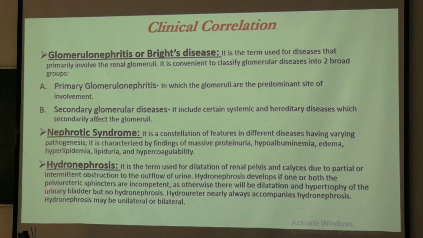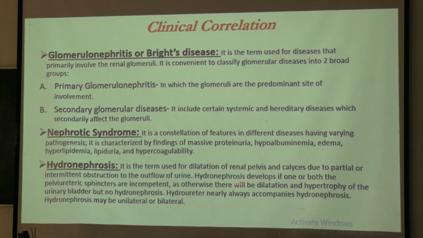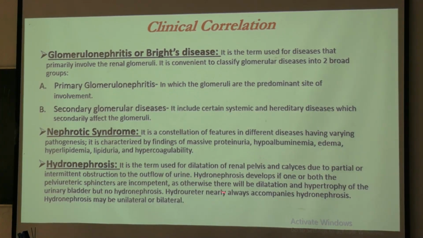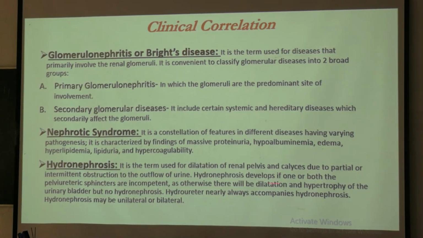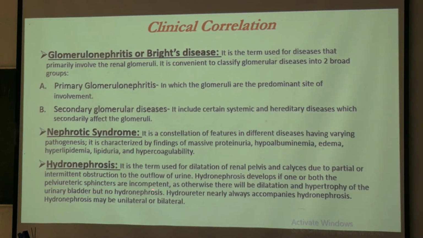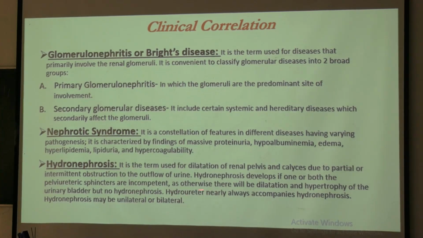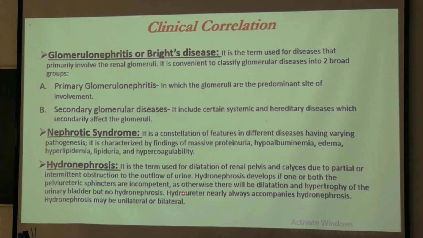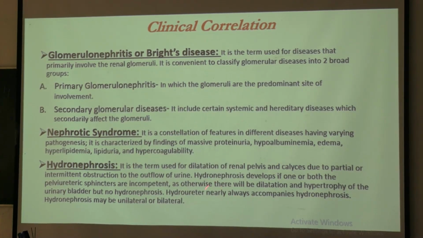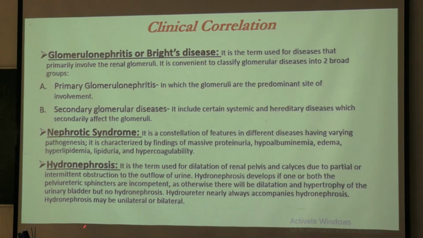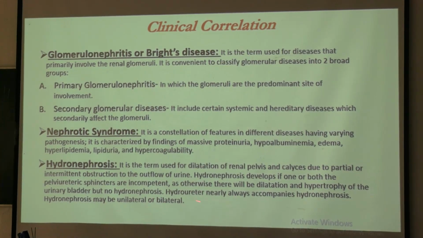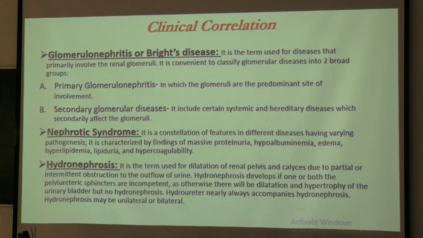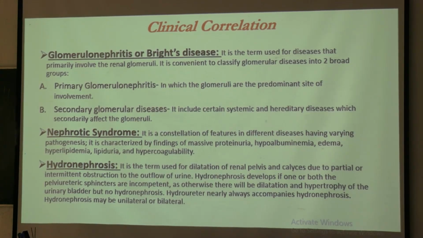Next, there is hydronephrosis. It is the term used for dilatation of renal pelvis and calyces due to partial or intermittent obstruction of the outflow of urine. Hydronephrosis develops if one or both the pelviureteric sphincters are incompetent, as otherwise there will be dilatation and hypertrophy of the urinary bladder but no hydronephrosis. Hydroureter nearly always accompanies hydronephrosis, and hydronephrosis may be unilateral or bilateral. Okay, hydronephrosis means dilatation of the pelvicalyceal system. Hydroureter means dilatation of the ureter.